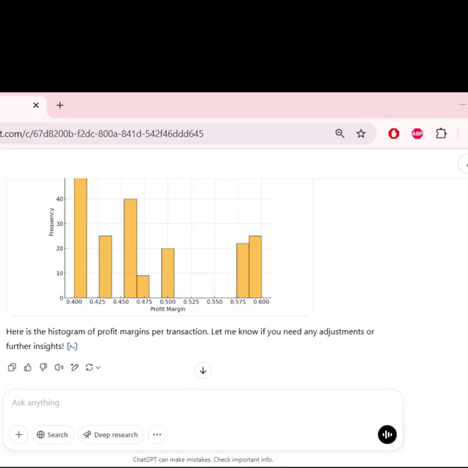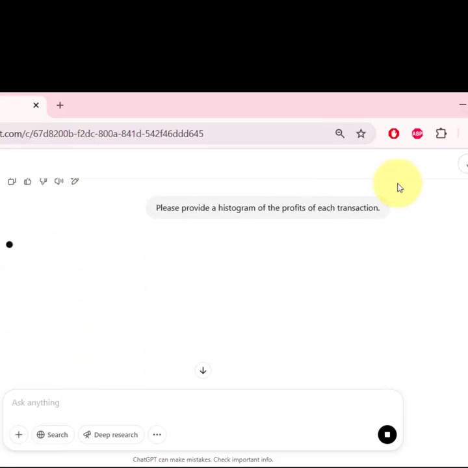So next thing we're going to do is actually ask it to provide a histogram of total profit. So this isn't per dollar of sales, this is total. And note how I'm asking it to do this for each transaction, so every transaction.